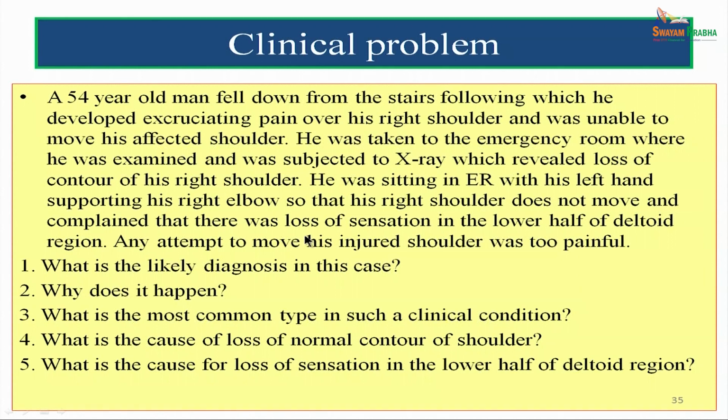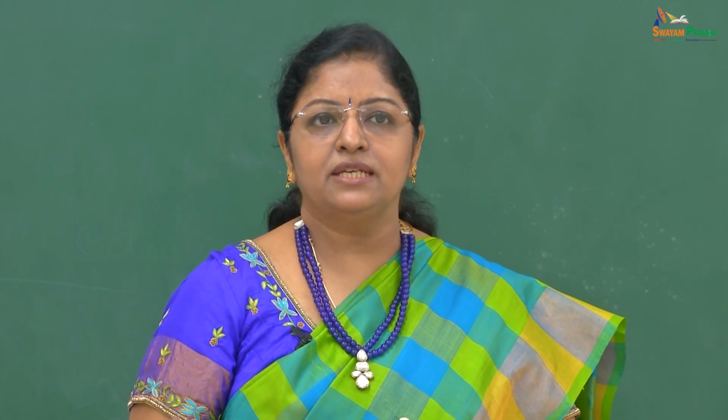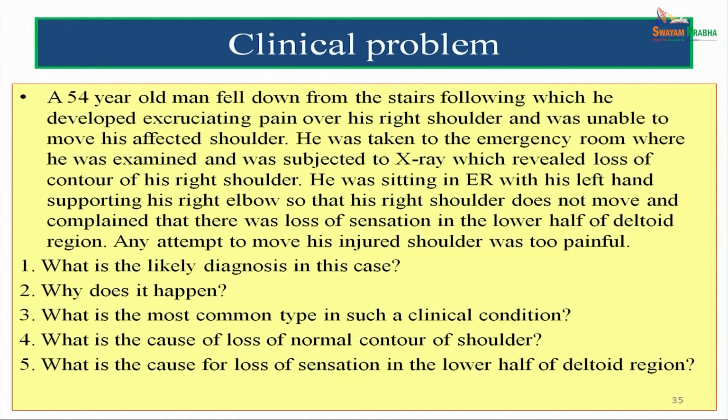Going back to the problem that we saw in the earlier part of this session, I repeat: a 54-year-old man fell down from the stairs, following which he developed excruciating pain over his right shoulder and was unable to move his affected shoulder. He was taken to the emergency room where he was examined and subjected to X-ray, which revealed loss of contour of his right shoulder. He was sitting in the ER with his left hand supporting his right elbow so that his right shoulder should not move, and he complained of loss of sensation in the lower half of the deltoid region. Any attempt to move his injured shoulder was too painful for him.